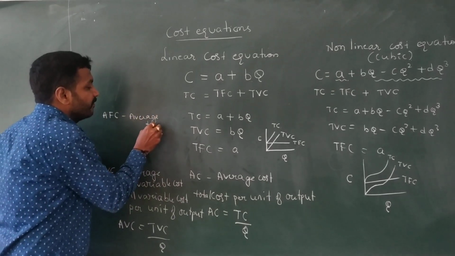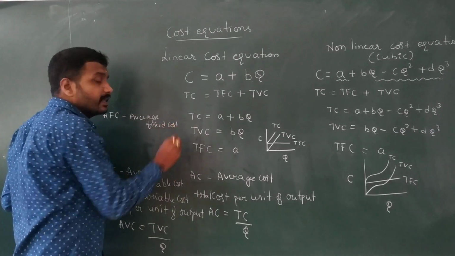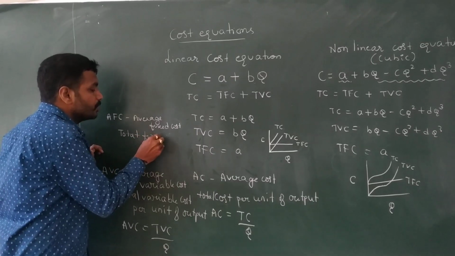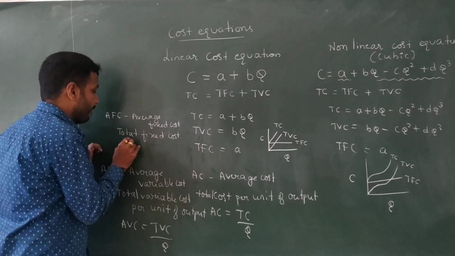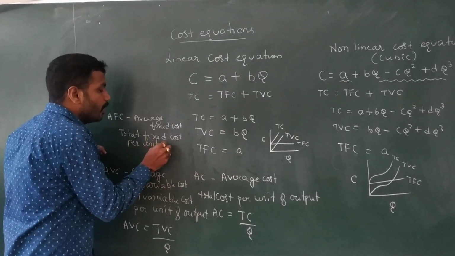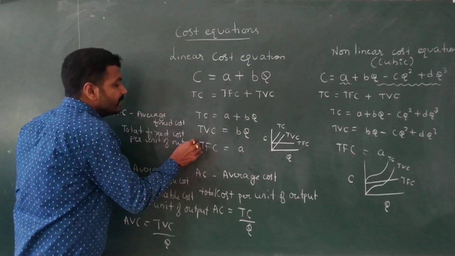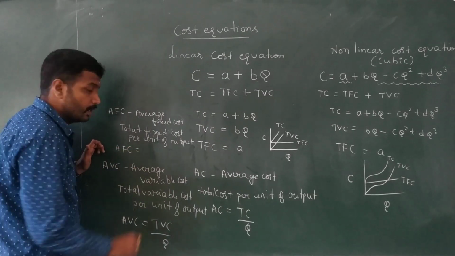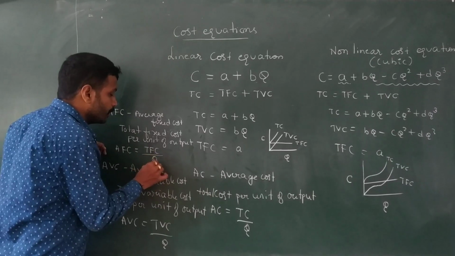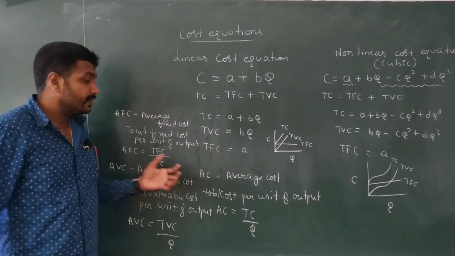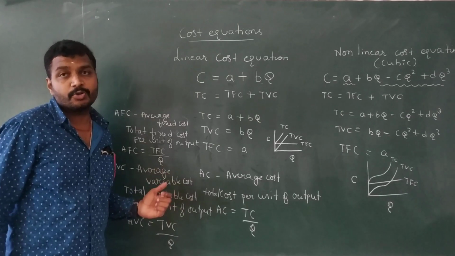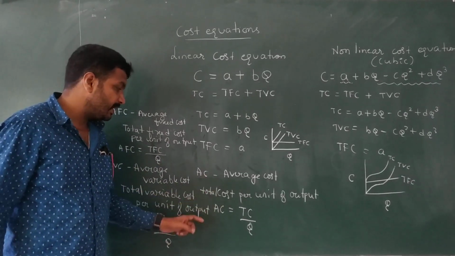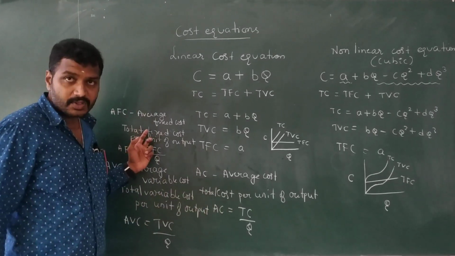Average fixed cost, which is nothing but total fixed cost per unit of output, such that this expression will be AFC is equal to TFC by Q. These are the three related concepts which we need to understand. Now, we need to understand what used to be the shape of AC, AVC, AFC.